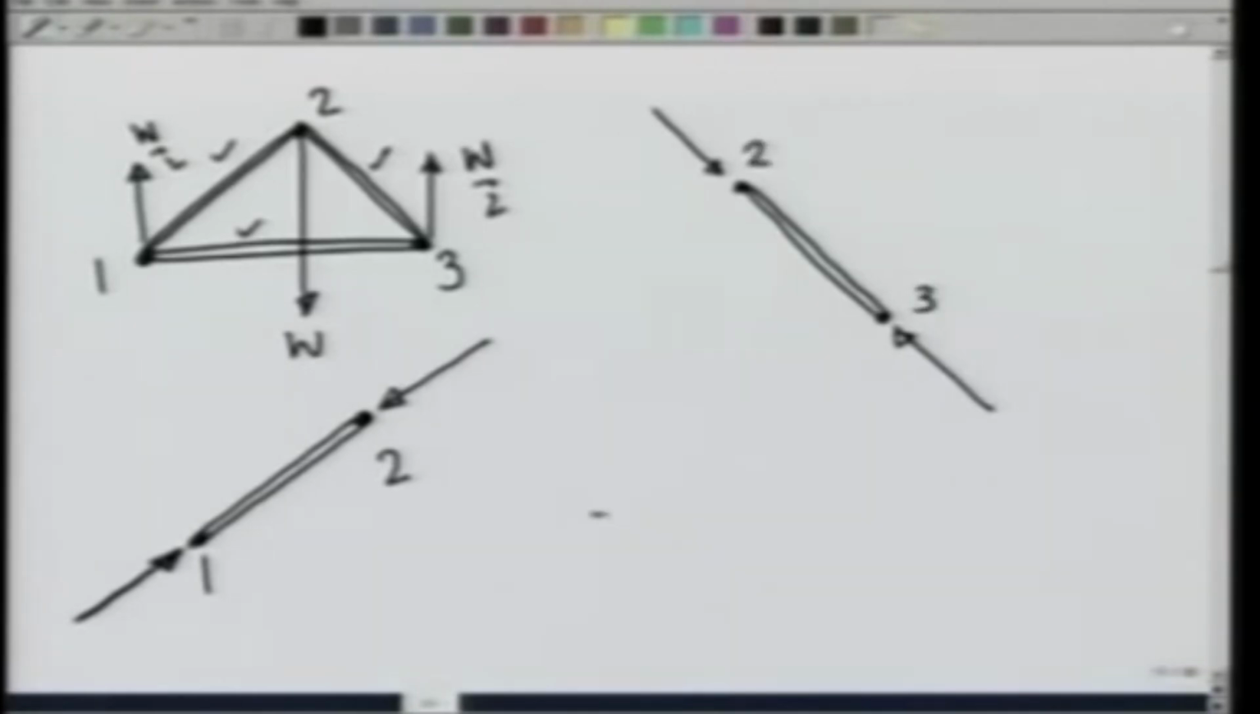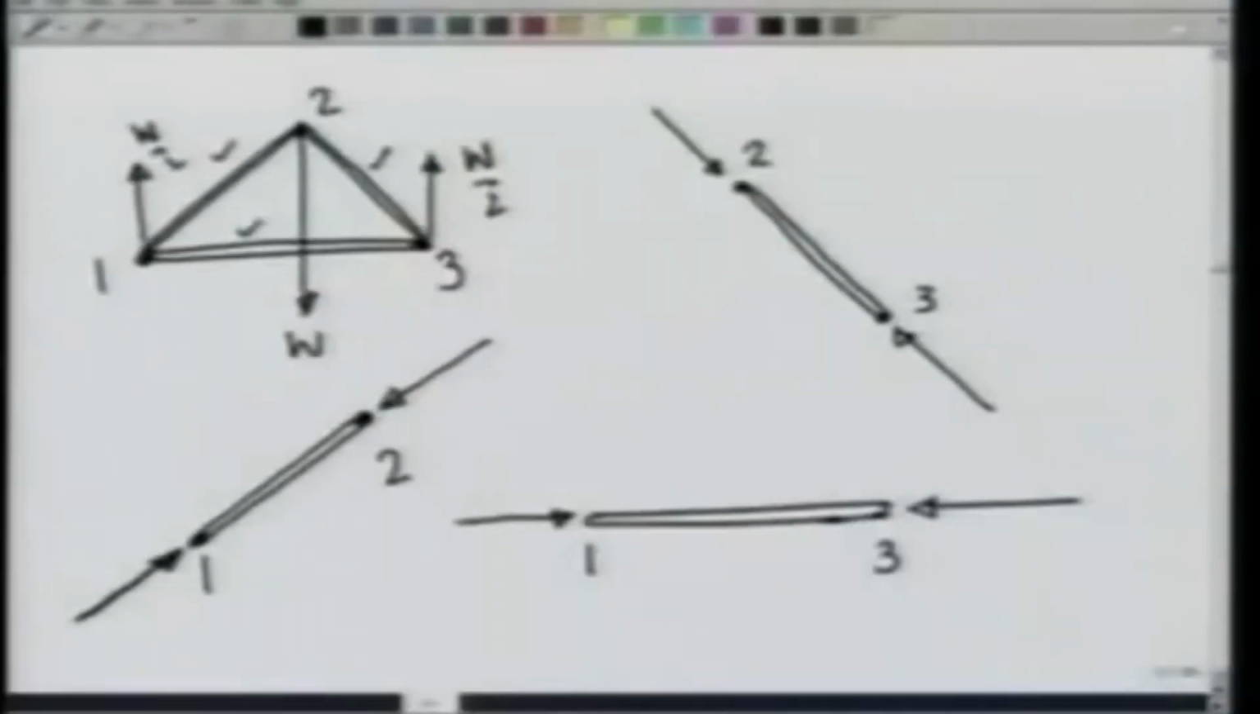And on the rod 1 and 3, again the rod 1, 3 is in equilibrium. So the forces at 1 and 3 have to be collinear, because if a body is in equilibrium under 2 forces, they have to be collinear. So now we know the force directions. Let us analyze this further. If all the rods are equal, then all these angles will be 60 degrees.